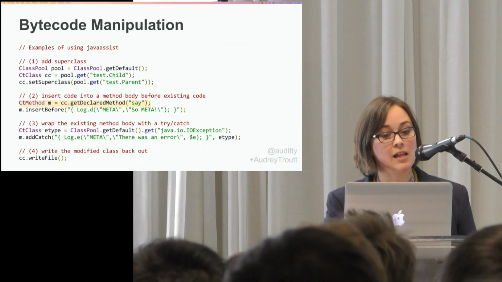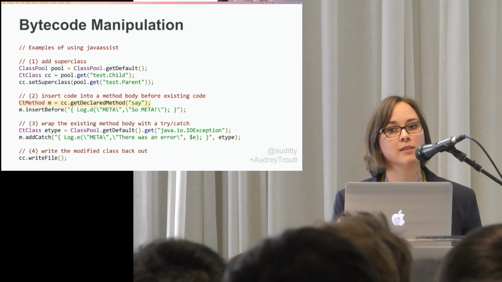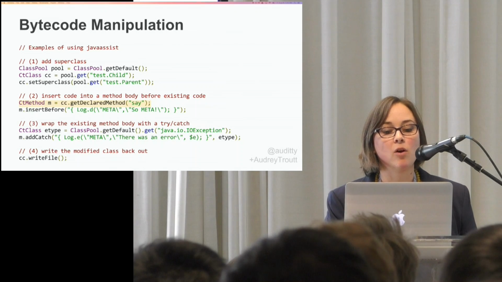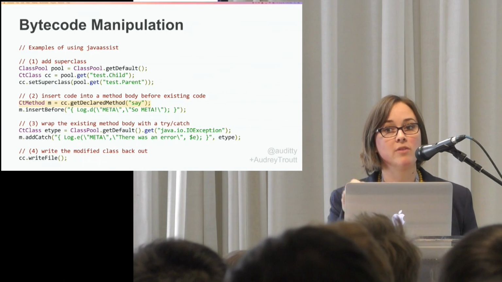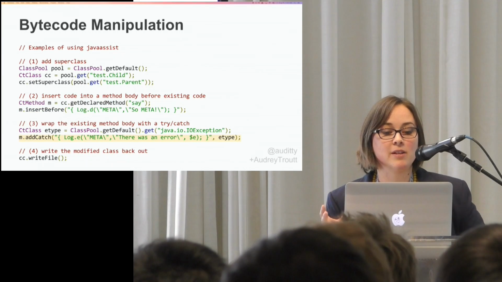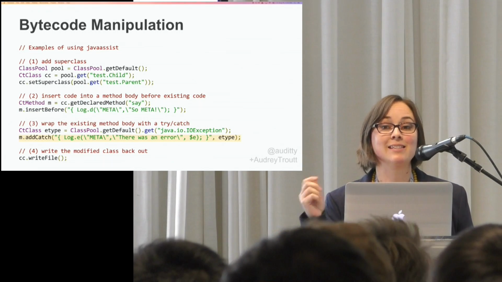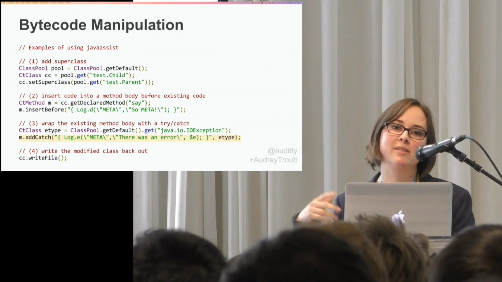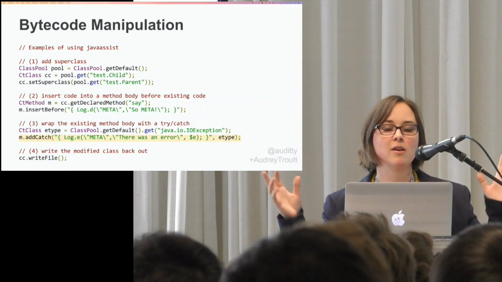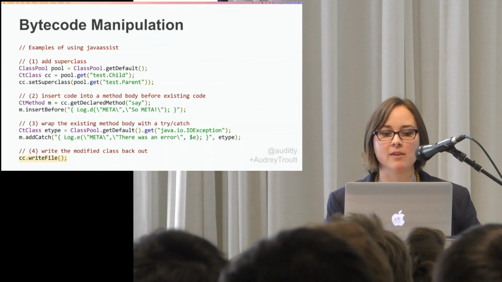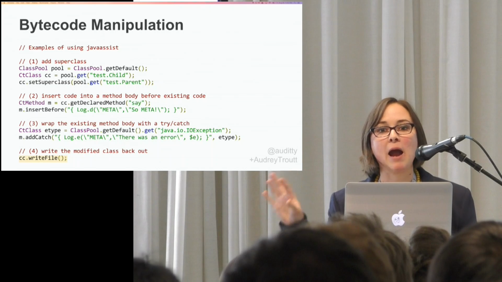On the same class, I'm getting a reference to an existing method. The method is called say, and I'm going to insert my own logging code before the existing implementation of the method say. At number 3 down here, I can take that same class, that same method, say, and I'm going to wrap the entire thing in a try-catch. In this case, I'm just going to log the error out to the console to make sure it doesn't get thrown and crash the application. And finally, you can write all of that back out to the file system. So you can see the power this could have.